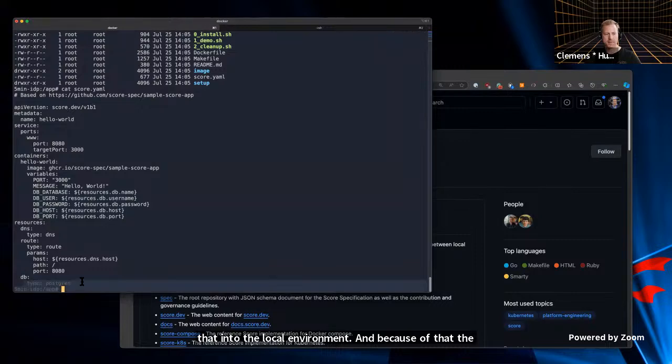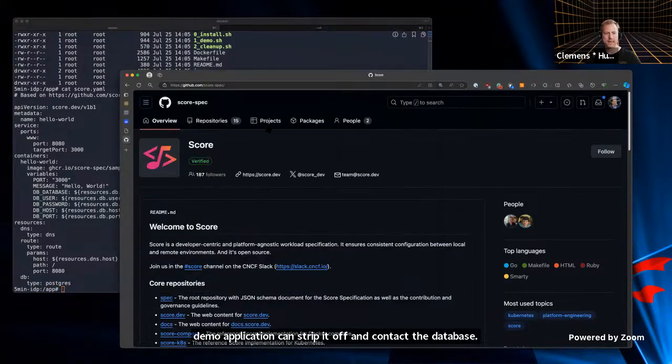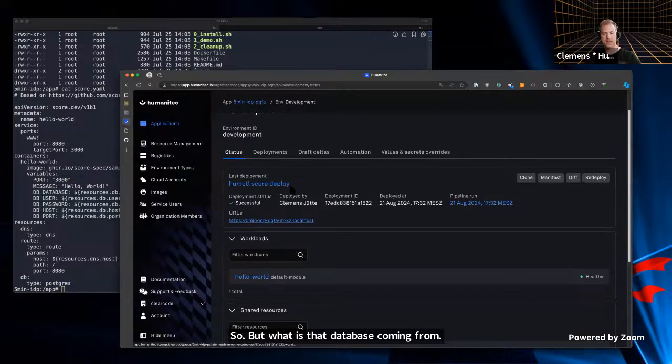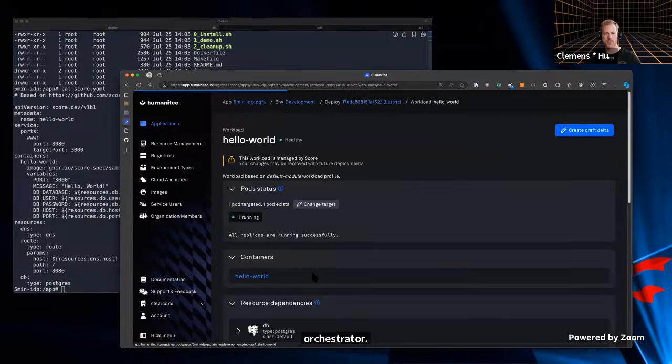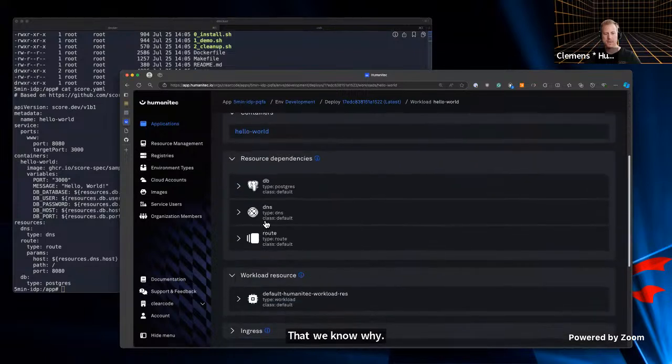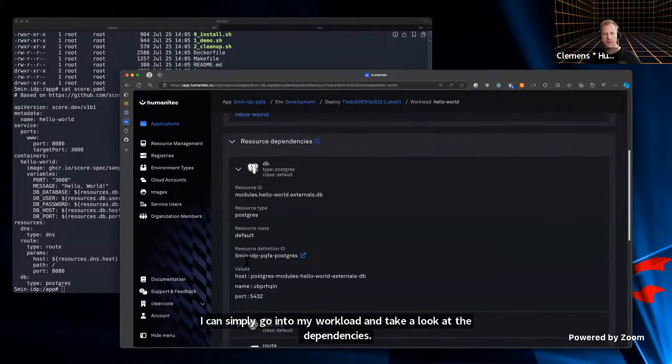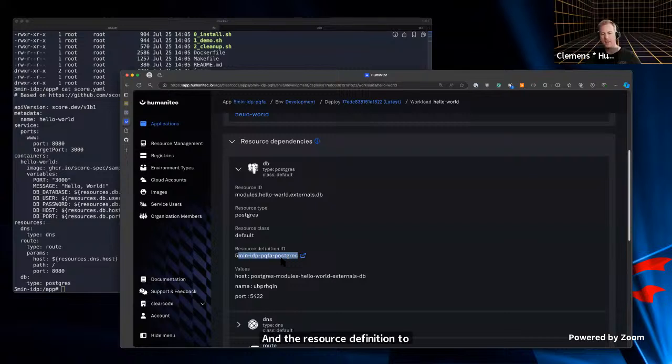But where is that database coming from? Well, let's take a look at the configuration of the orchestrator, then we know why. Or I can simply go into my workload and take a look at the dependencies. I can see that there is the DB type Postgres, and the resource definition to fulfill that is the 5-min IDP PQF8 Postgres. Wow, what a horrible name.